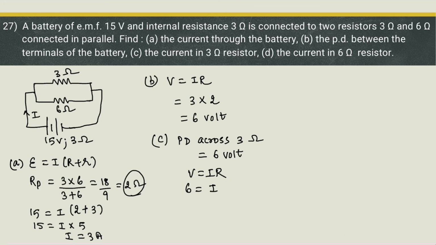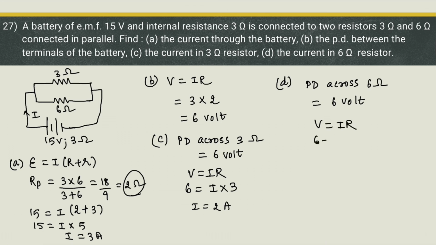V6 current we want to find out through 3 ohm, so I is equal to 2 ampere. And similarly, we can find out what is current in 6 ohm. So PD across 6 ohm will also be 6 volt, right? Because that is also in parallel connection with the battery. So V is equal to IR, V is equal to 6, R is also 6, so current is equal to 1 ampere. And then you can verify yourself that 1 ampere plus 2 ampere must be the total current of the circuit, 3 ampere. So that matches with the answer of the total current of the circuit.